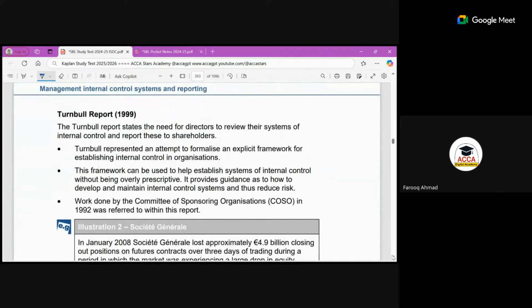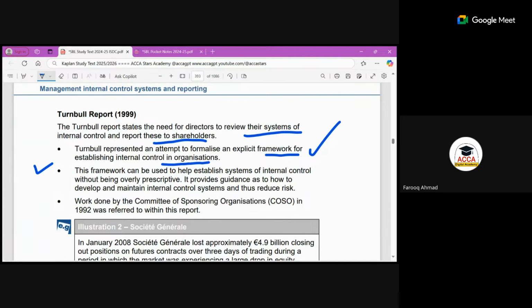This is the Turnbull report of 1999. The Turnbull report states the need for directors to review their system of internal control and report this to shareholders. Turnbull represents an attempt to formalize an explicit framework for establishing internal control in organizations. Internal control is a flow, a responsibility, a job description: who will be doing what.